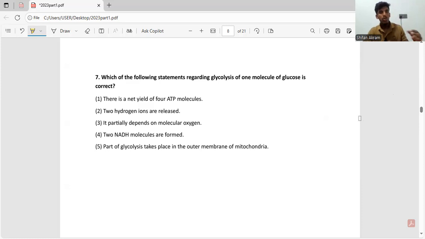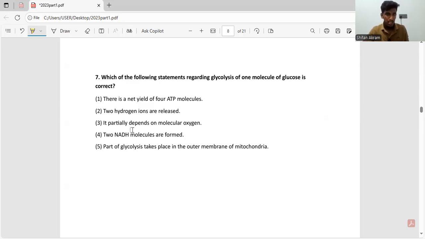And the second statement, 2 hydrogen ions are released. In glycolysis, 4 hydrogen ions are released, not 2 hydrogen ions. Again, that statement is also wrong. And the third one, it partially depends on molecular oxygen. We know glycolysis is independent of oxygen. So it takes place whether oxygen is present or not, because it doesn't need oxygen.